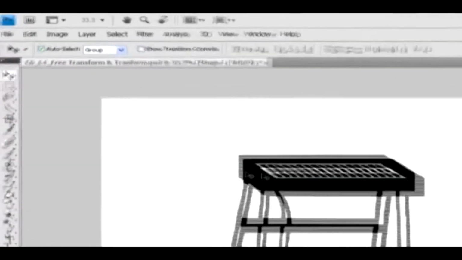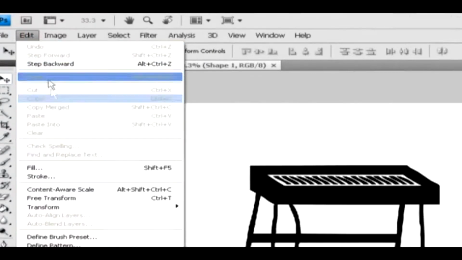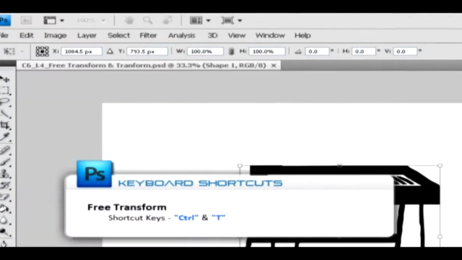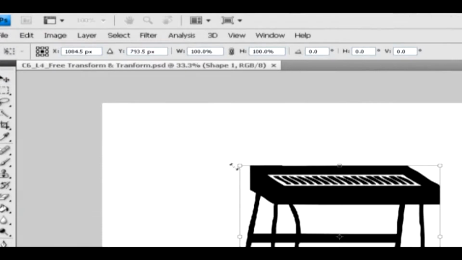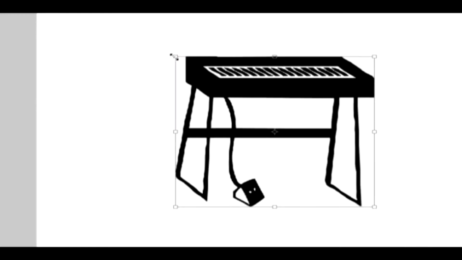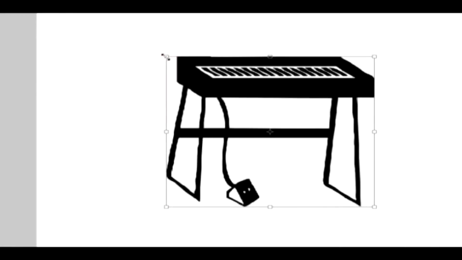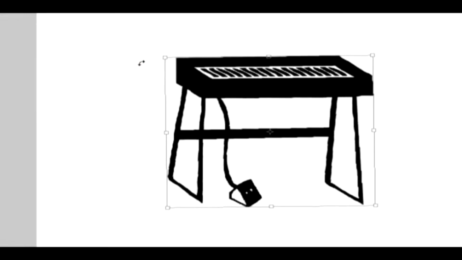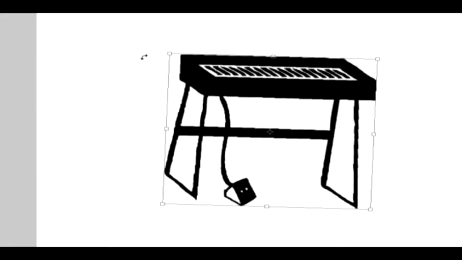Go to the Edit menu and choose the Free Transform option. You'll see the bounding box with scaling handles around the object. Using the corner handles, you can scale the object either vertically or horizontally. Bring the cursor outside the bounding box, and now you can perform rotation on the object. You can rotate the object clockwise or anti-clockwise.